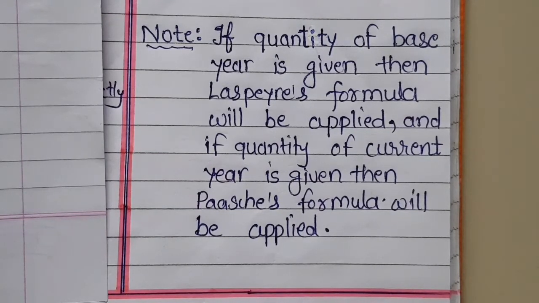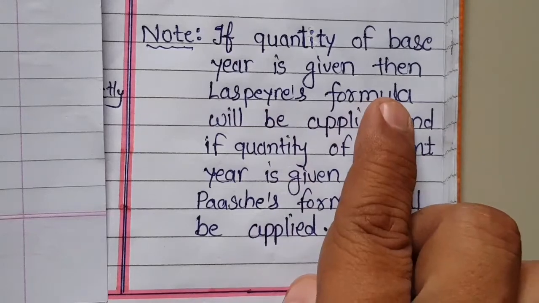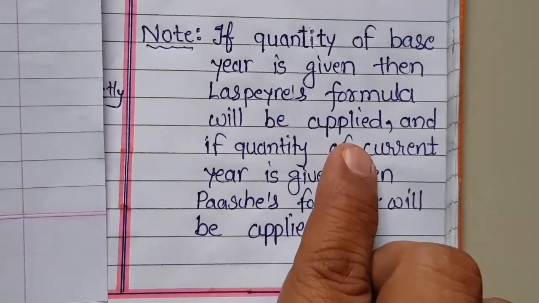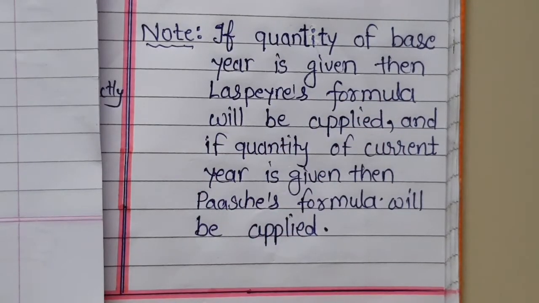If quantity of base year is given, then Laspeyres formula will be applied, because in Laspeyres formula we know P1 Q0 over P0 Q0, which means Q0 is applied. So if quantity of base year is given, then you can apply Laspeyres formula, and if quantity of current year is given, then Paasche formula will be applied. So friends, here the understanding of both these methods is completed.